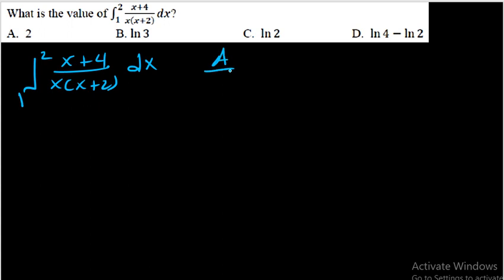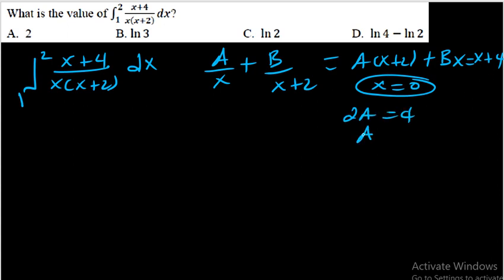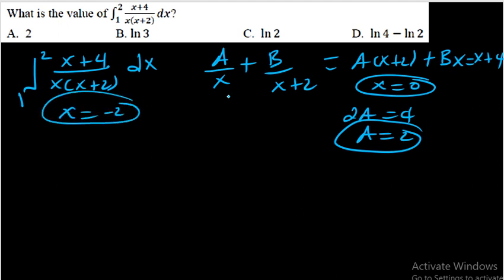So I can say a over x plus b over x + 2 is equal to a times (x + 2) plus b times x, which is equal to x + 4. I will take only the numerator part. When I take x equal to 0, this part will be cancelled. 2a is equal to 4 because I insert 0. So a is equal to 2. And when x is equal to negative 2, I can make the a part zero, negative 2b is equal to 2, so b is equal to negative 1.